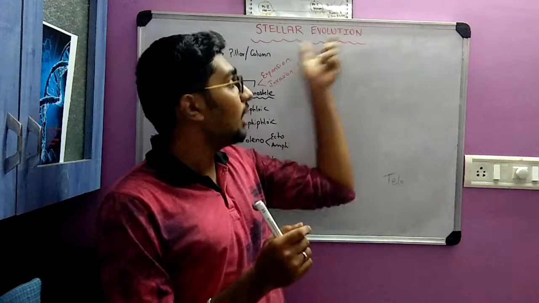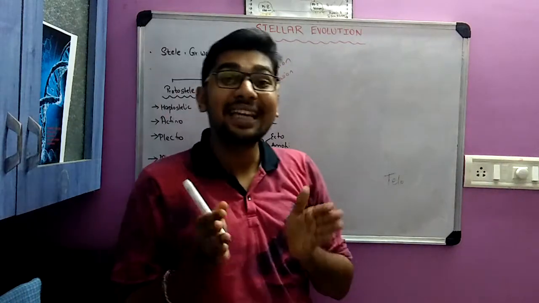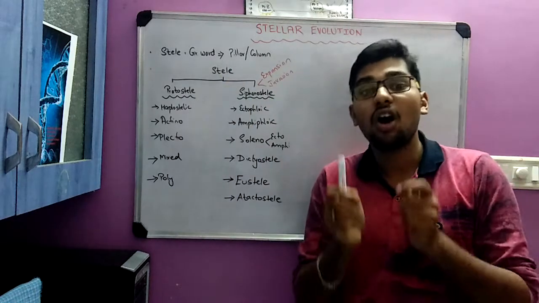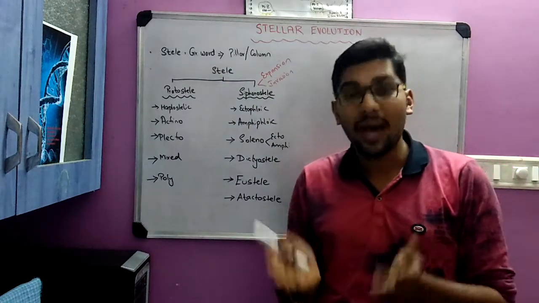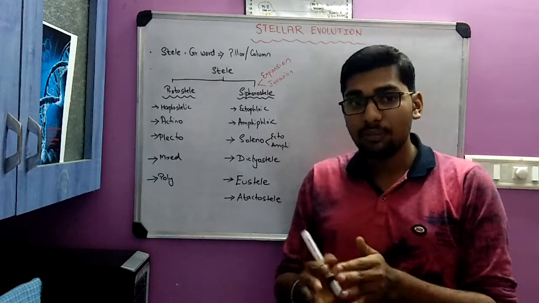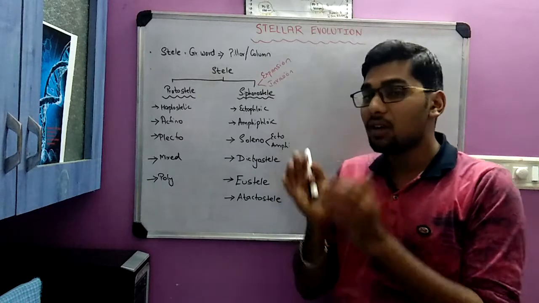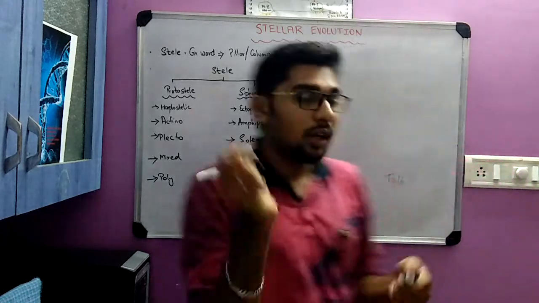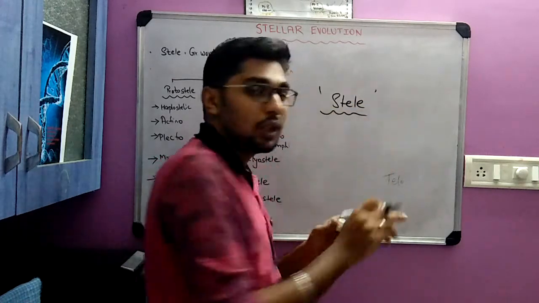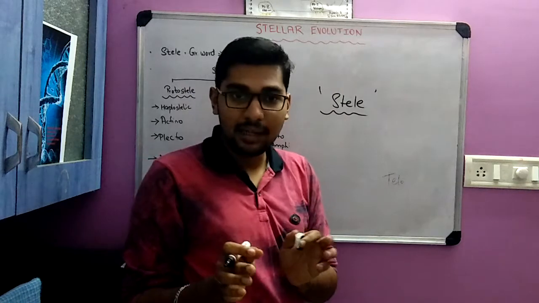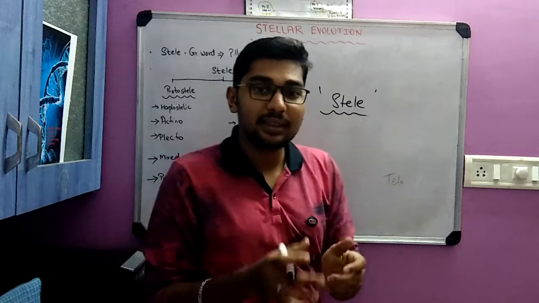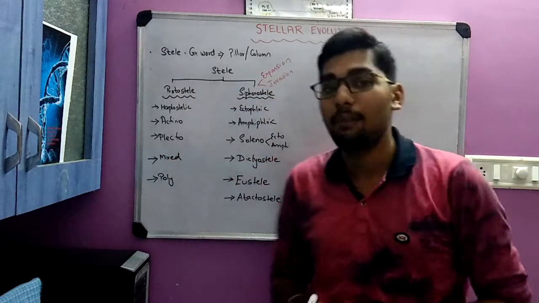So stelar evolution. The word itself says stele. The word stele is a Greek word which means pillar or column. We would have studied the vascular bundles, that is xylem and phloem. The xylem and phloem are arranged collectively and are called stele in the case of pteridophytes. In angiosperms and gymnosperms, we call it vascular bundles, but in pteridophytes, we call them stele. So a stele represents the entire unit of vascular bundles.